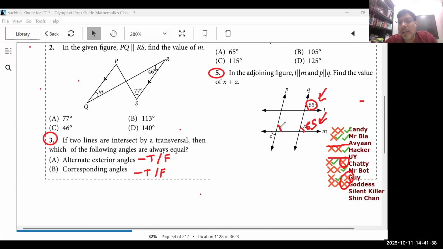Now how much will be this angle? 65. What's the reason? Mr. Cow, what's the reason? I don't know.